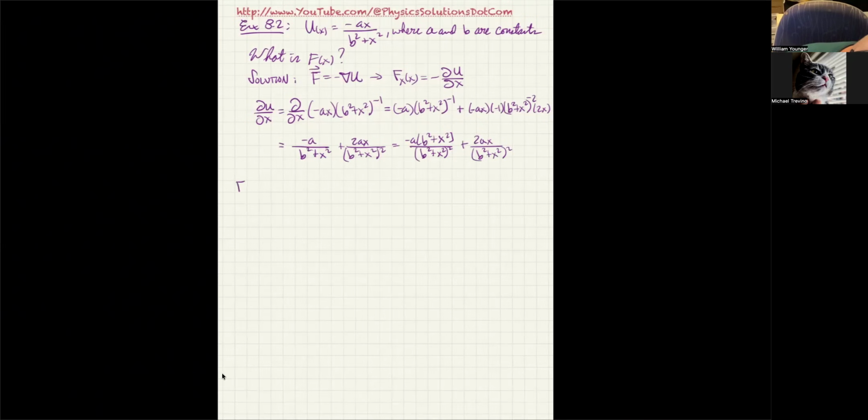So now I can say f sub x of x is equal to the negative partial of u with respect to x. So now I need to take what I have and multiply it by negative 1. And when I do that, I get a times b squared plus x squared minus 2ax over b squared plus x squared squared. So now I've multiplied it by the negative, and I might want to make it a little neater maybe.